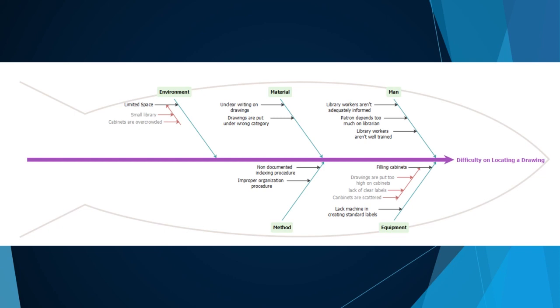It indicates the causes, that is environment, material, man, equipment, and method. These are all the main causes, and the sub causes are, for example, under environment: limited space, small library, cabinets are overcrowded; then under material: unclear writing on drawing, put under wrong category, etc. So these are all the causes, and on the right side, at the end of the arrow, it's the result. So the cause and effect diagram is exactly like a fish bone. That's why it is also called the fishbone diagram.